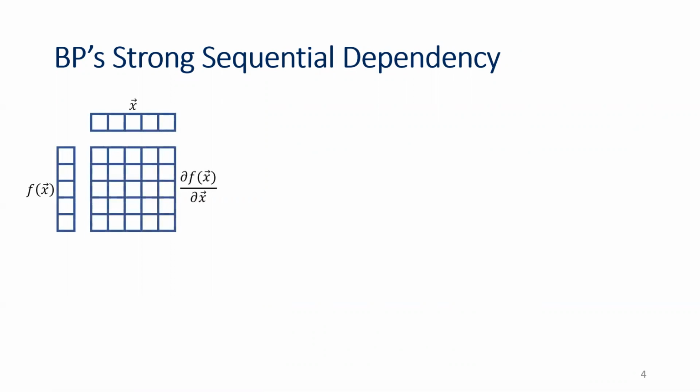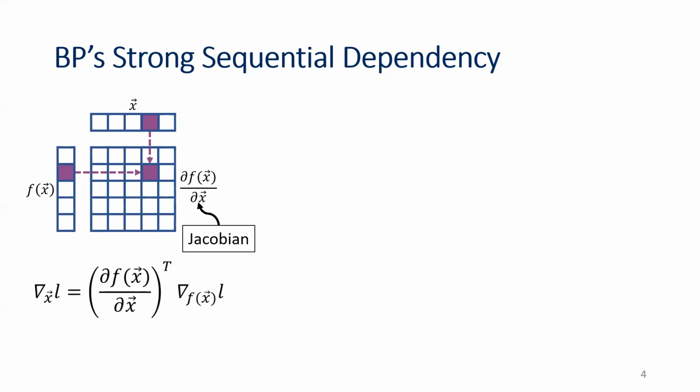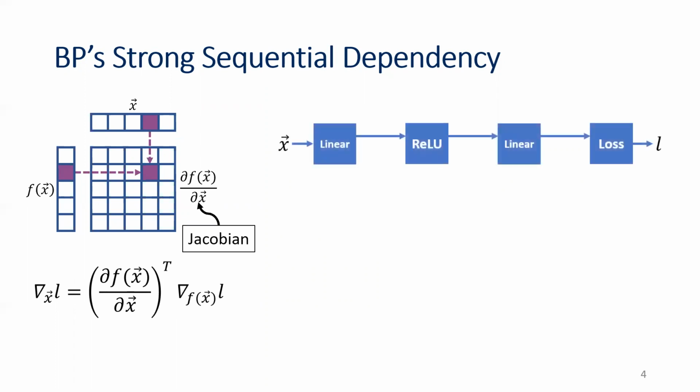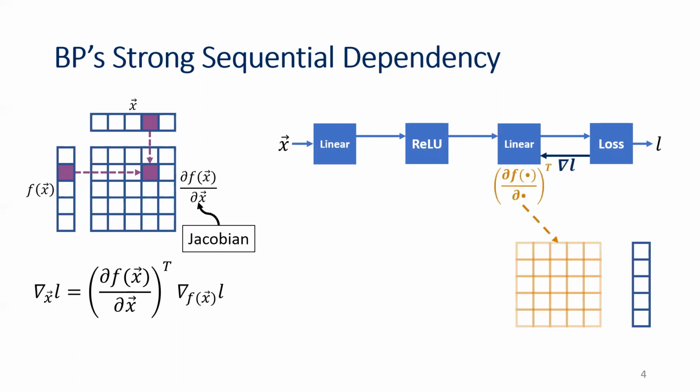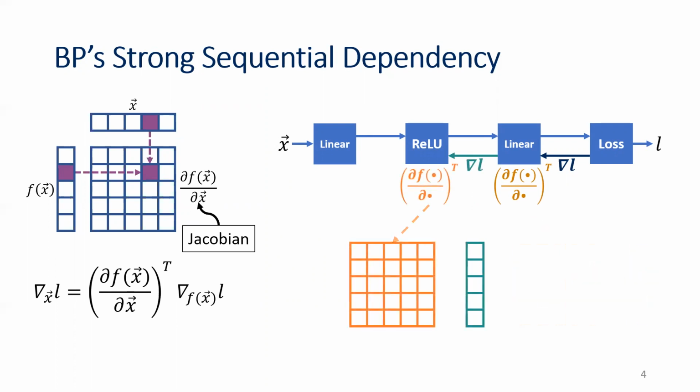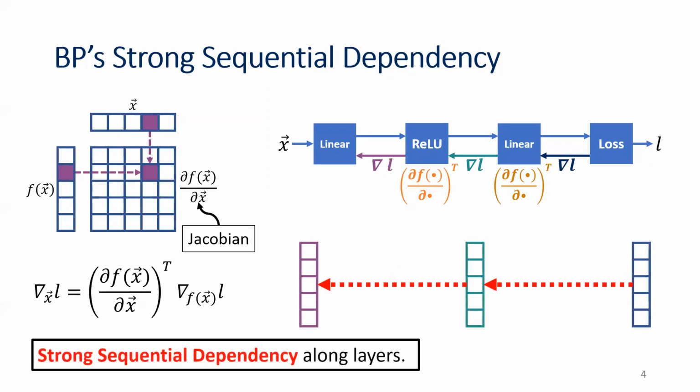Given a function that takes a vector and produces another vector along with its Jacobian matrix, in case you forgot, a Jacobian is essentially the partial derivatives of each output element with respect to each input element. BP states that the gradient of the input is calculated by multiplying the transpose Jacobian with the gradient of the output. And the neural net is essentially a composition of vector functions. So in this simple example here, the gradients at every layer are calculated by Jacobian gradient multiplications one layer at a time recursively. And you can probably tell from this animation that there exists a strong sequential dependency between layers during the gradient computation.